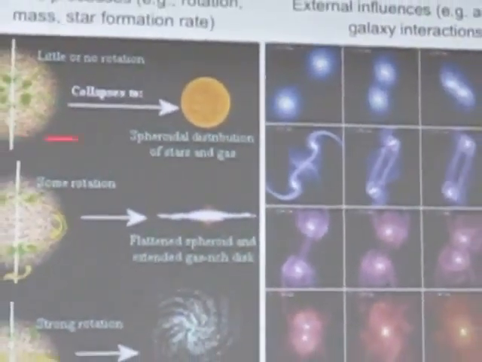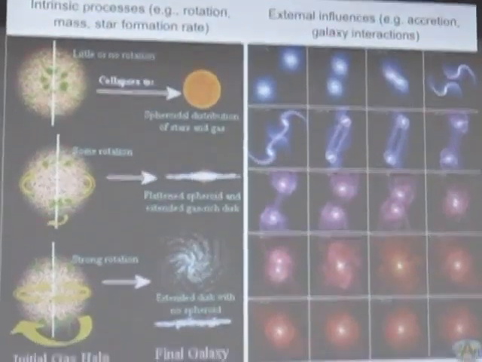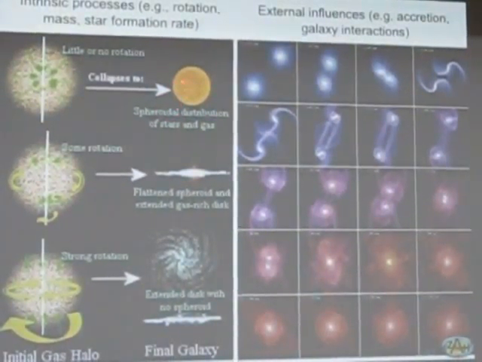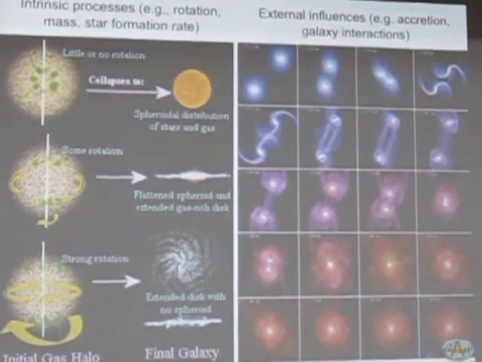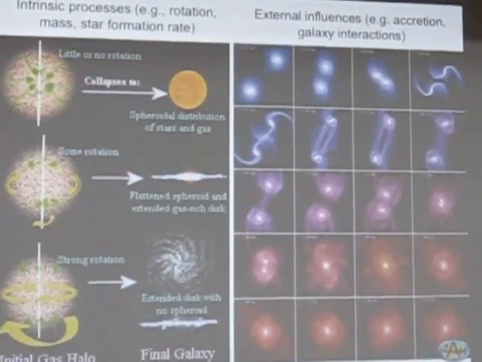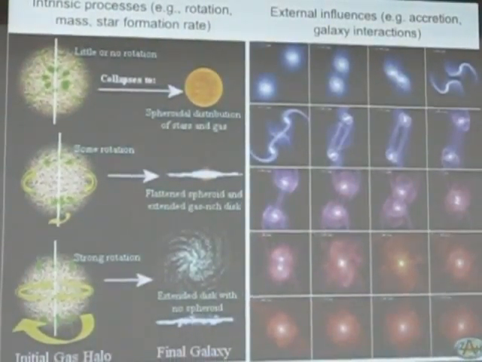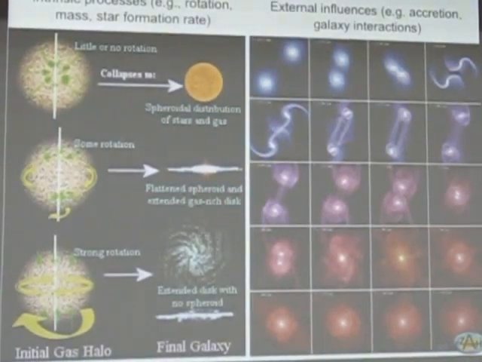A very general picture here is that if you have gas clouds with little or no rotation that start to collapse, very, very massive gas clouds, and start to form stars, you would probably end up with a spheroidal distribution of gas and stars, which ultimately might lead to an elliptical galaxy. However, usually mergers are also involved. If you have a rotating gas cloud, because of this rotation and the centrifugal force, ultimately you end up with a flattened spheroid and an extended gas-rich disk.